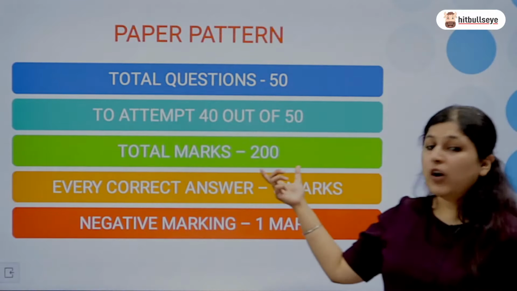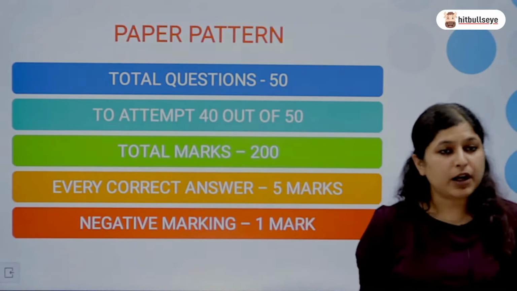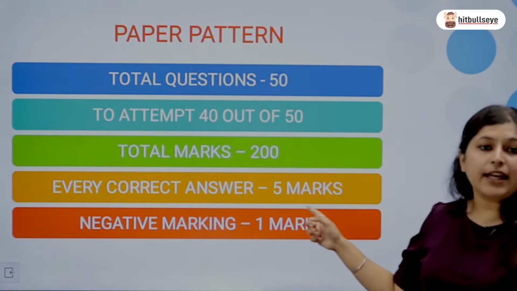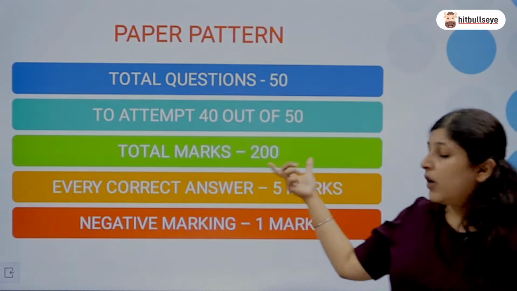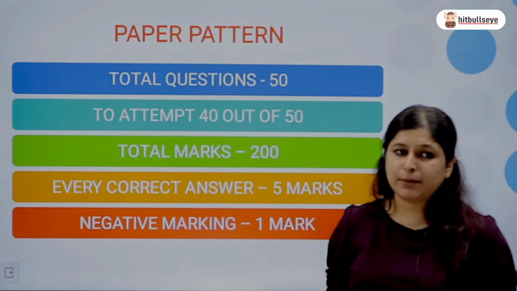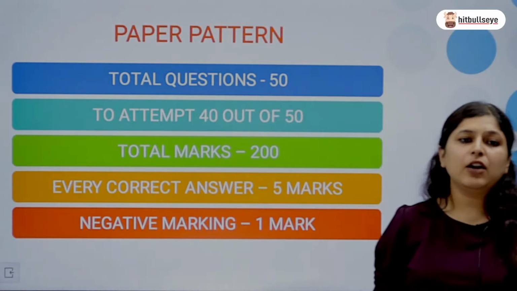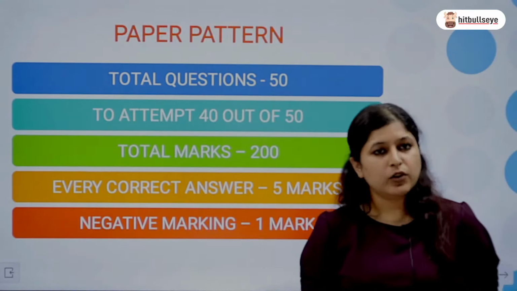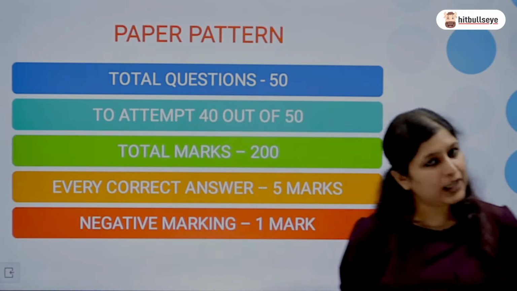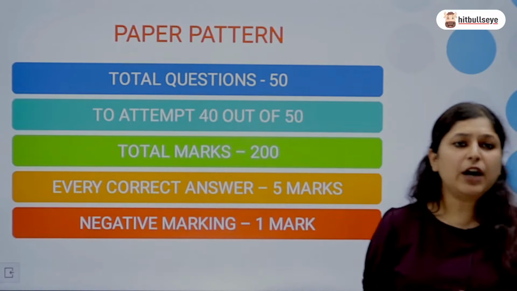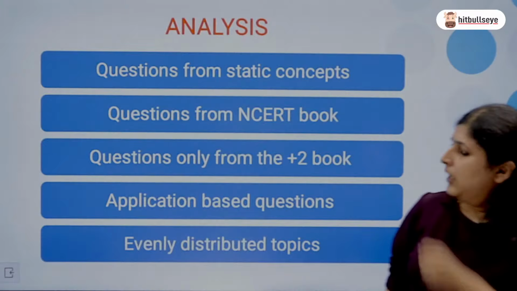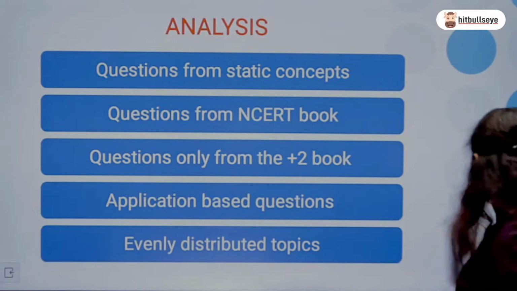Total marks for this paper is going to be 200 marks, right? So यहाँ पे every question is going to carry 5 marks. So accordingly, maximum marks that you can score is 200 in this specific paper. Negative marking of 1 mark is going to also be there. So every wrong answer carries a negative mark, that is 1 mark. Now, moving a little ahead, let's talk about what kind of papers.